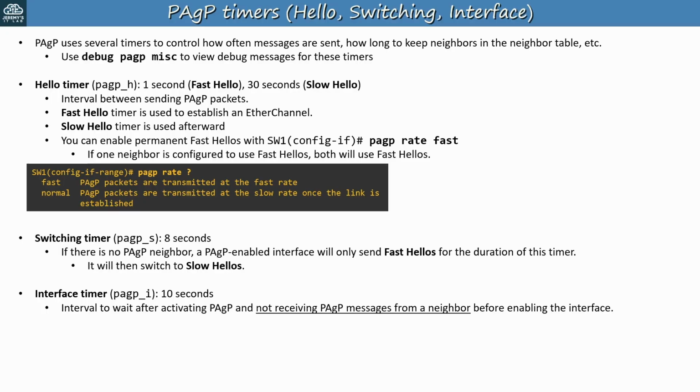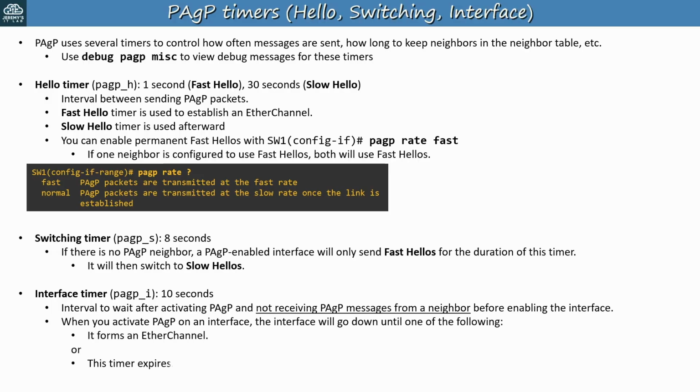You might have noticed that when you activate PAgP on an interface, it goes down for a bit before coming up again. When you activate PAgP on an interface, it will go down until one of the following. Either it forms an EtherChannel with a neighbor, or this timer expires. Okay, before checking out other timers, let's see these three in some debug output.